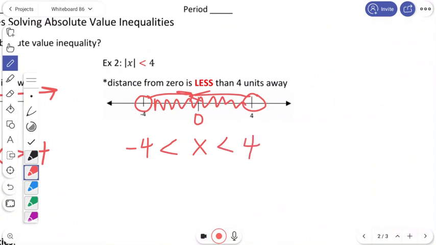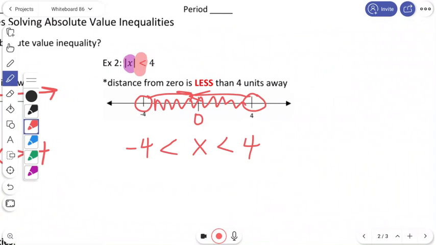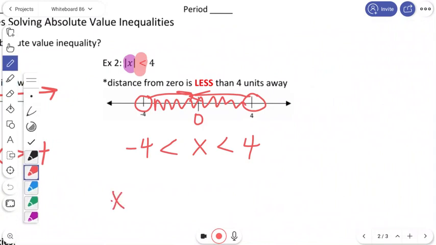And you might be asking yourself again, self, how do I know it's an and problem? Well, our absolute value expression is already isolated. This says absolute value is less than 4. A less than problem is always and. This is the goofy way of writing this one. Less than.